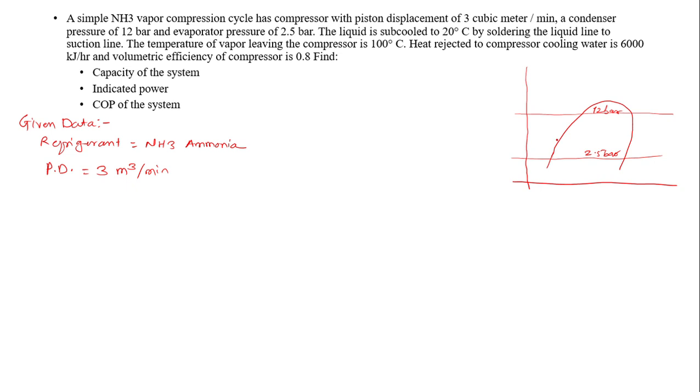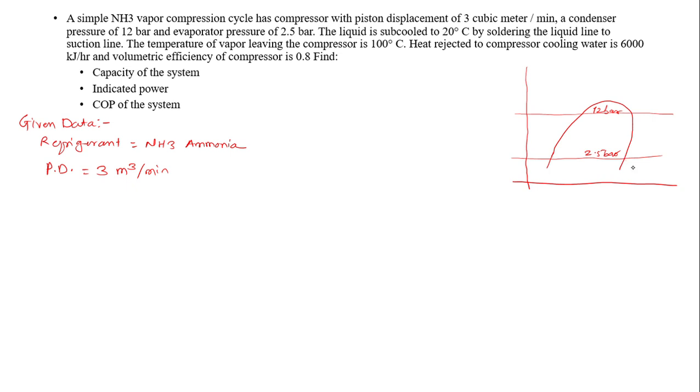And the liquid is subcooled to 20 degrees Celsius by soldering the liquid line to the suction line. Okay, and the temperature of vapor leaving the compressor is 100 degrees centigrade. Fine. Okay, so that is the data given over here. Now what we are supposed to do is get the values of the enthalpy by using the pH chart. As they have given the simple vapor compression cycle, it means that the inlet to the compressor is dry and saturated.